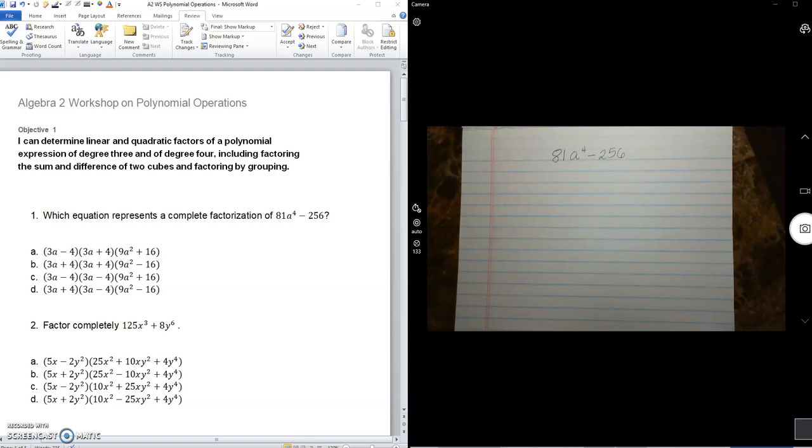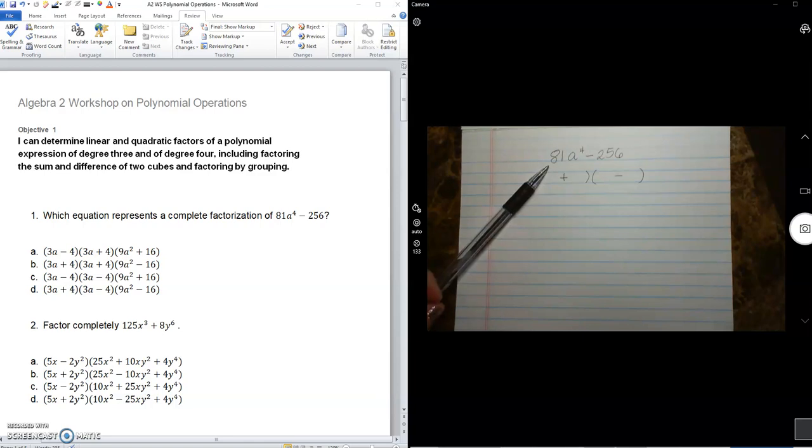Question number one. Which equation represents a complete factorization of 81a to the fourth minus 256? So as you can see by practice, you know that this is called the difference of squares, and this is a perfect square. Okay, and this is also a perfect square. So let's go ahead and start doing this by hand. So I have two parentheses. One has plus, one has minus.